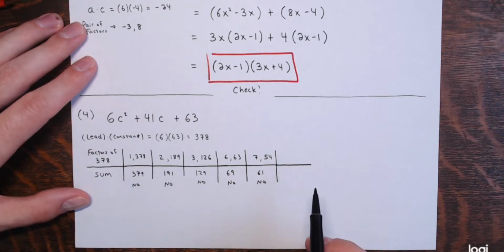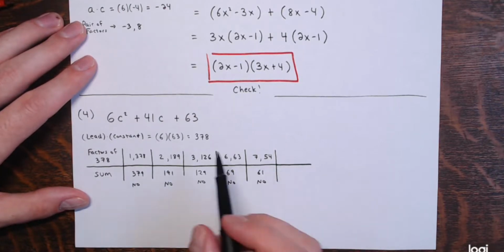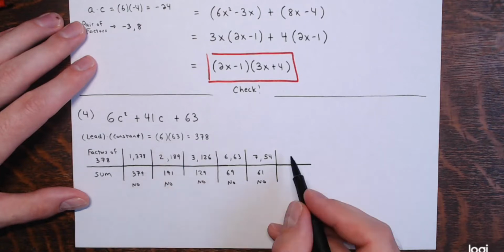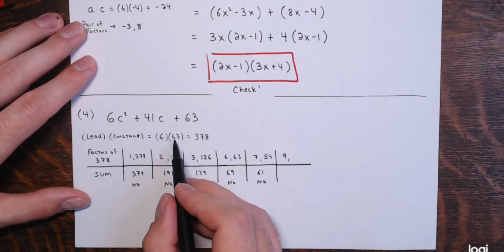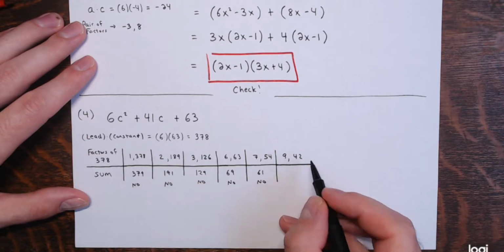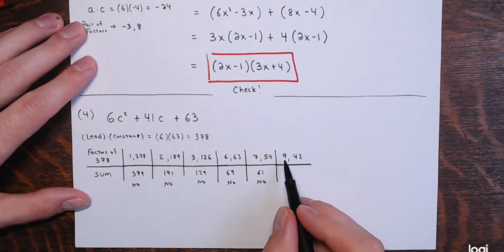4 doesn't go into it, so 8 definitely doesn't. 9 does. All right, like I said, this is 9 times 7. 7 times 6 is 42. Right, and 9 plus 42 is 51. Almost there.